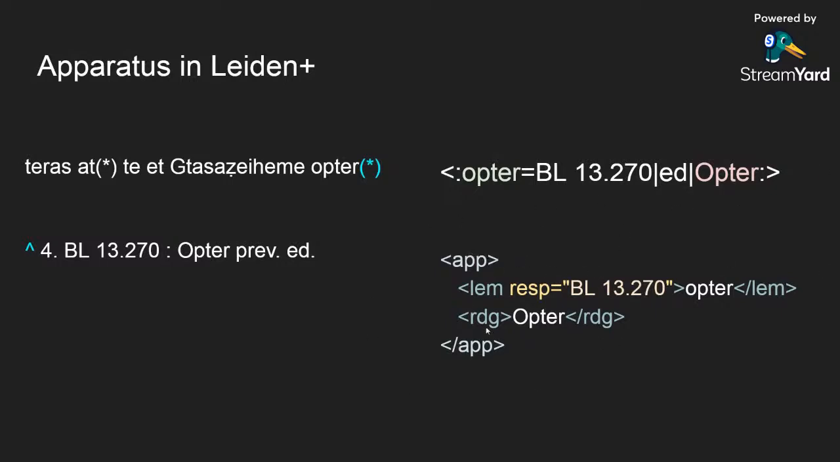You have to have an app around the whole feature to say this is an apparatus entry. You then have a lem saying this is the one we keep in the text, the good one, and then we have a reading saying this is another reading, an older one most likely, and we've put a resp on the lem to say who came up with that new reading. It wasn't me. I'm taking it from someone else in there.